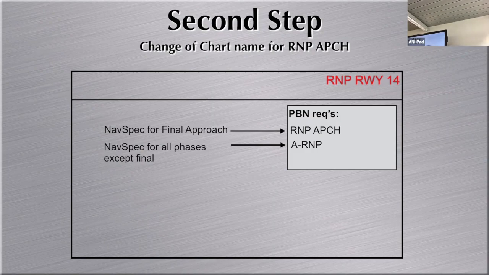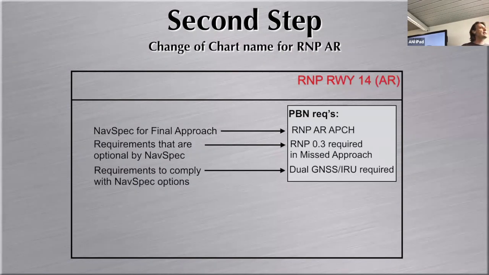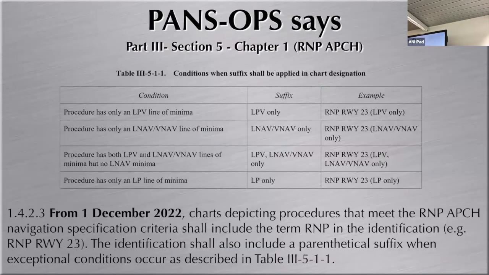The AR, of course, was also changed. And here the title would change to RNP runway 14 brackets AR. And then the PBN requirements box as RNP AR approach. And then you would have to put any optional parts of the nav specs, which could be RNP 0.3 required in the missed approach, or you could also then put something that is required to comply with the option, like dual GNSS IRU required, if that's not implicit. So this is the chapter in PANS-OPS that you see today, right?